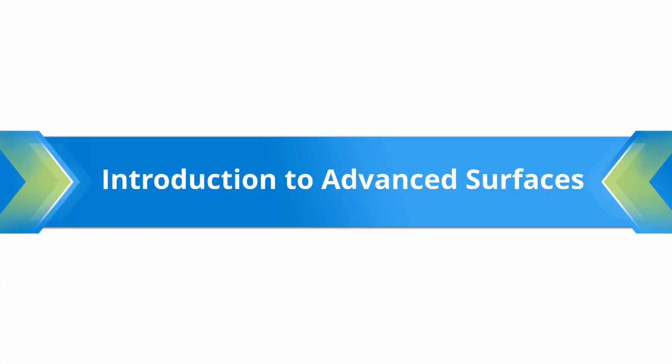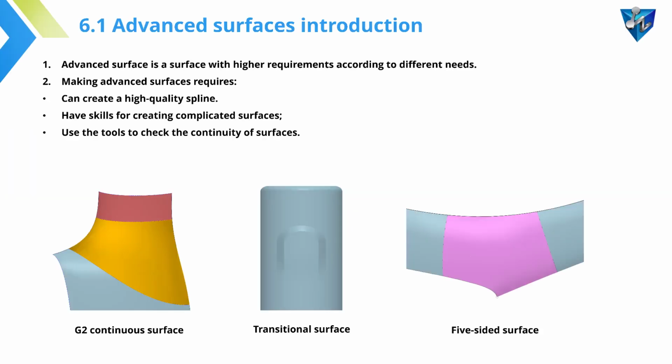In this section, I will introduce the advanced surface. It is very important for surface creation. The first part is to show you what the advanced surface is. Advanced surface is a surface with higher requirements according to different needs. There are 3 surfaces here: G2 continuous surface, transitional surface, and 5-sided surface. Some of these were mentioned before, but without a doubt, all of these belong to the advanced surface.